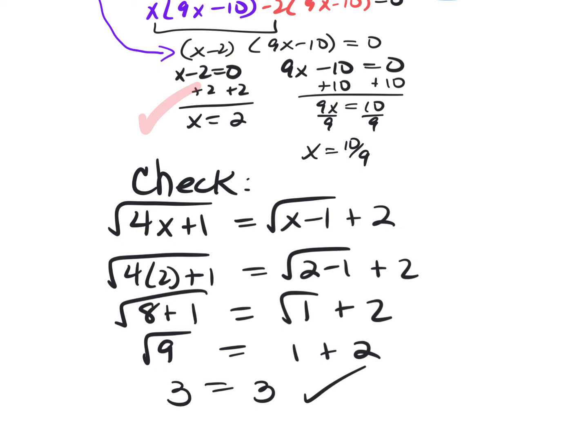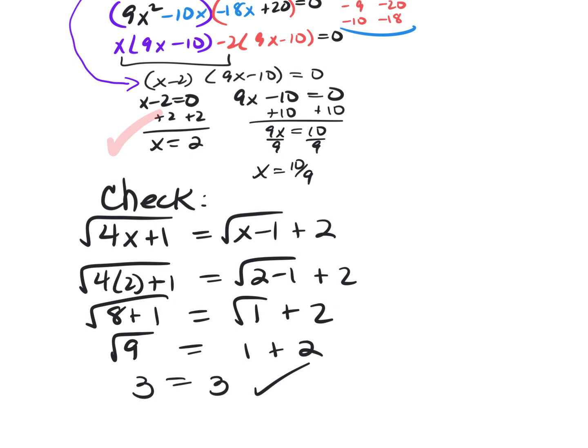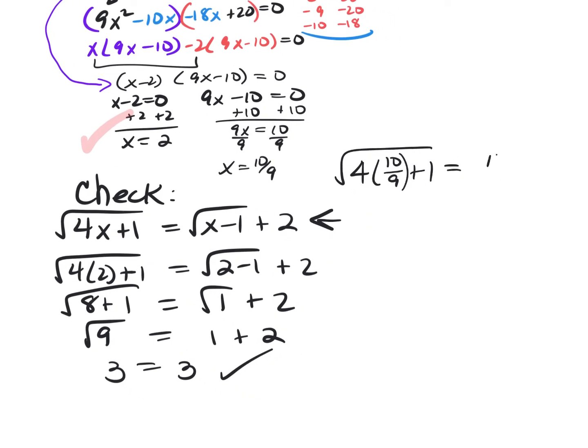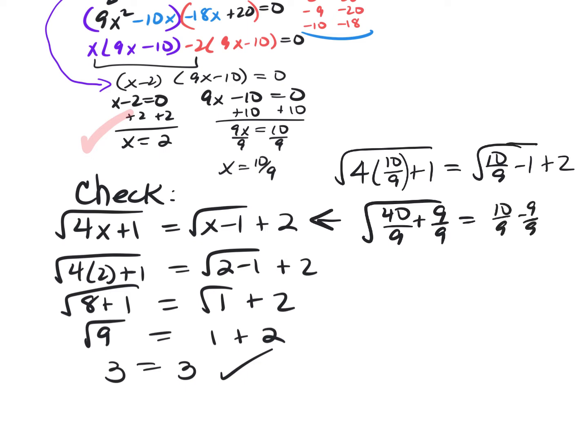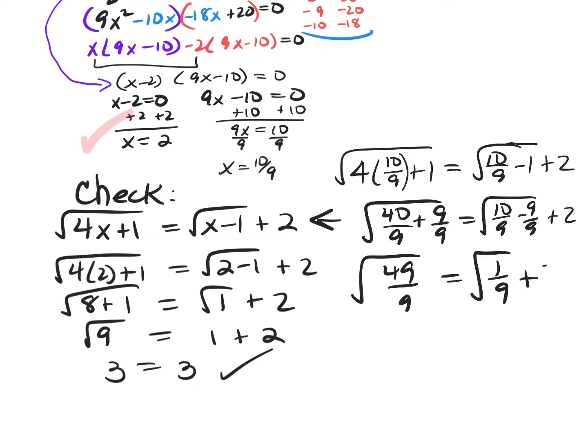And now I need to check the 10 over 9. So again, I'm plugging it into the same original equation. So 4 times 10 over 9 plus 1 equals 10 over 9 minus 1 plus 2. So here I'm going to multiply. I get 40 over 9. I'm also going to change my whole number 1 into 9 over 9 because I'm going to have to eventually subtract that. Same thing here, 10 over 9 minus 9 over 9. So then this gives me 49 over 9. This one gives me 1 over 9 plus 2.